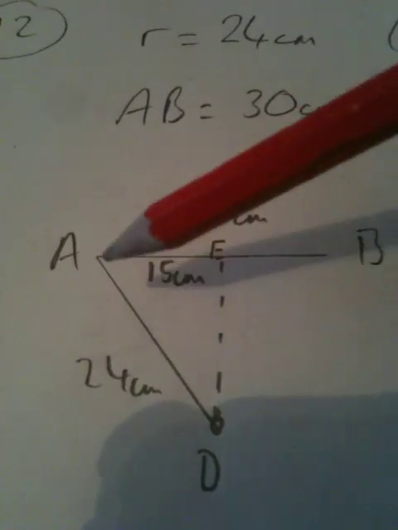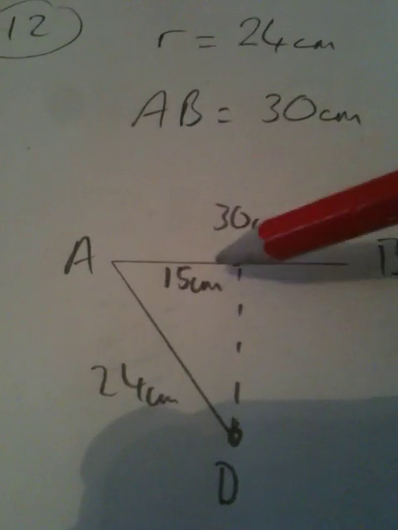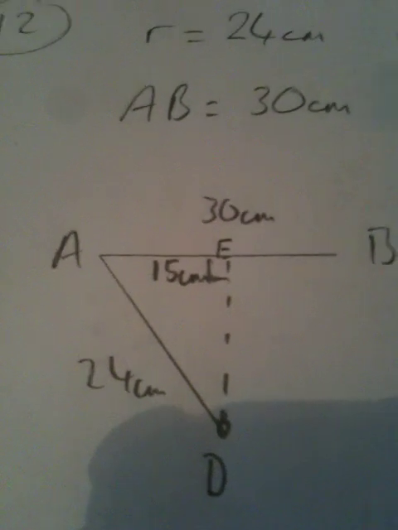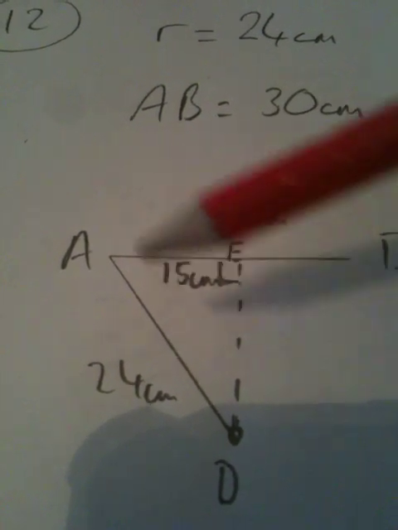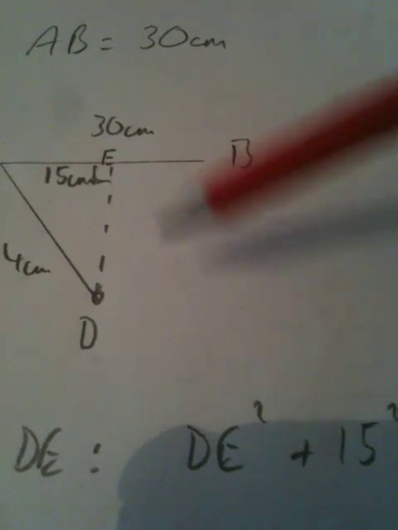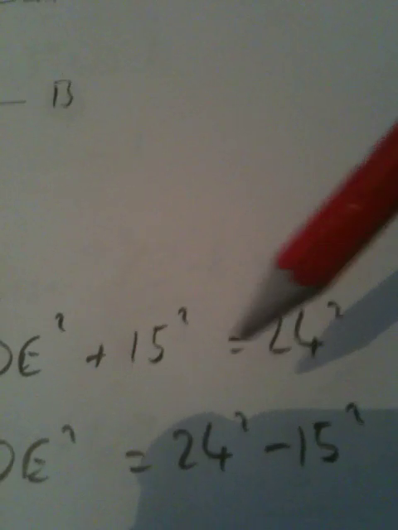So I'm going to draw that diagram. Don't need the circle bit. I've got 24, all of that's 30, so that bit there's 15. Remember, Pythagoras says short side squared add the other shorter side squared is the hypotenuse squared. So I'm going to have DE, which I'm working out. DE squared add 15 squared equals 24 squared.